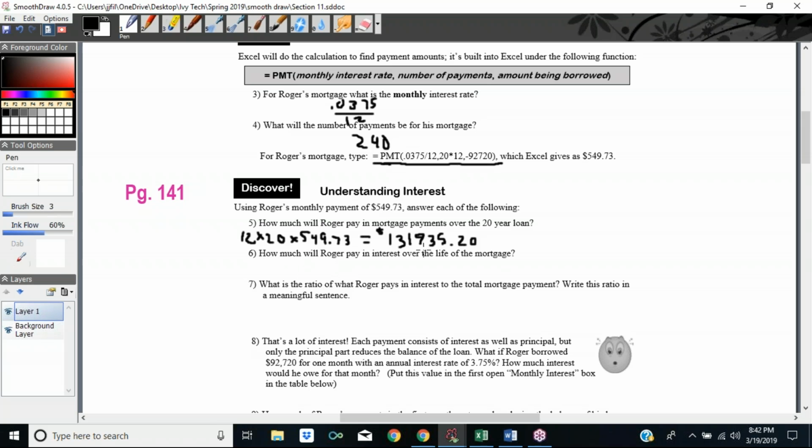How much will Roger pay in interest over the life of the loan? Well, all we do is take that amount that he paid and subtract the amount that he borrowed. So you've got to be careful here, because it's not the cost of the house, it's the amount that he borrowed. So minus the amount he borrowed, that was 92,720. And so the amount of interest he pays over those 20 years is $39,215.20.